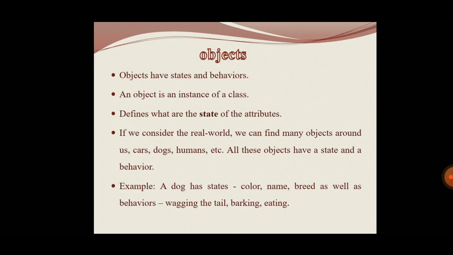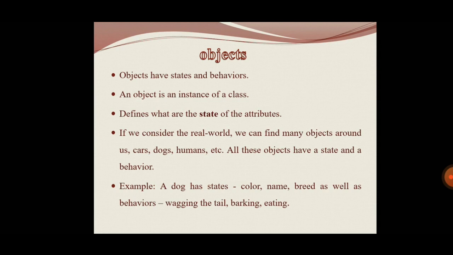Next, we will see about object. Objects have state as well as behavior. An object is an instance of a class. So if we consider real world objects, we have many objects around us, for example car, dog, human, and all the objects have state and behavior.